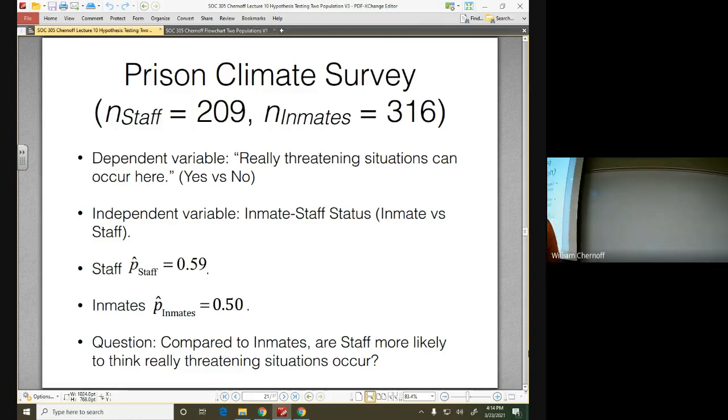So I have one sample, my staff members, and they all answer this question, yes or no. And then I have all the inmates that I talked to. They looked at this question and answered yes or no. So we might want to compare the proportion of staff to the proportion of inmates, to see if there's some kind of difference there. If I look at the proportion among the staff, it equals 0.59. If I look at the proportion among the inmates, it's equal to 0.5. So we look at these two proportions. You guys think they're different?